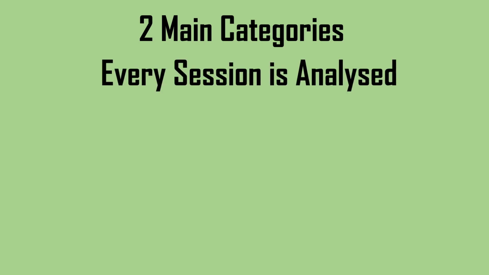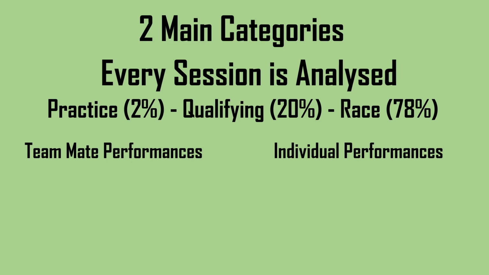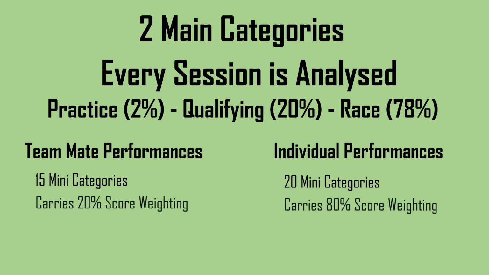But to briefly summarise, there are two main categories which look at every single session in a Formula 1 weekend. Practice takes up about 2%, qualifying 20%, and the race 78% of the overall scores, with the two main categories being teammate performances and your own individual performances as a driver, with there being 15 mini categories under the teammate performance group and 20 mini categories under the individual performance group, with there being a 20% weighting to the scores coming from the teammate performances and an 80% weighting coming from the scores from the individual performances.